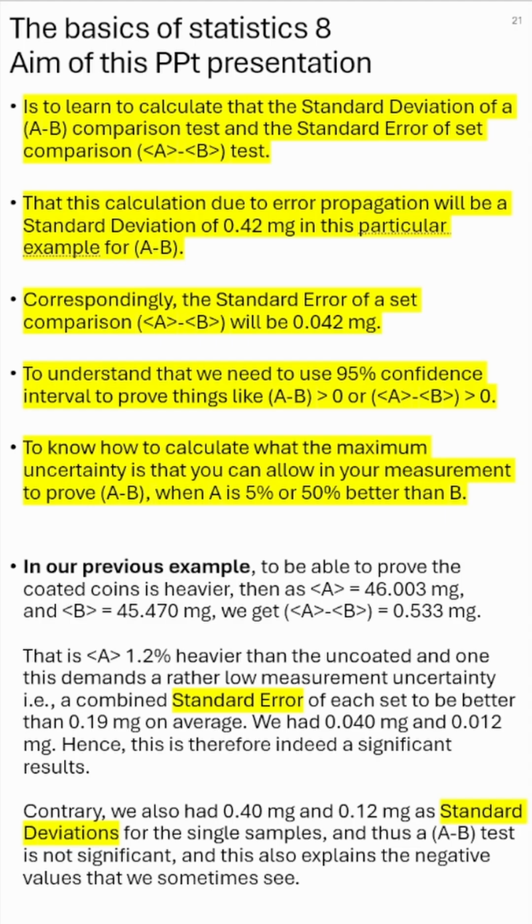You're going to learn to calculate these error propagations, and here I can give you the number that the standard deviation will be 0.42 in this particular example when we do cell-to-cell comparison. And the corresponding, when we do mean value comparison, it will be 0.042. So the mean value in this case has a combined standard error that is 10 times less than the combined standard deviation, right?